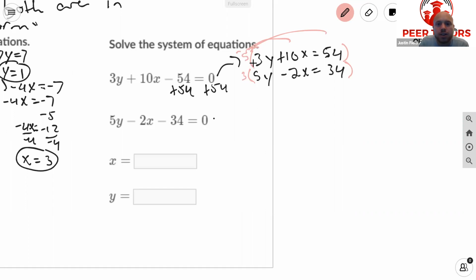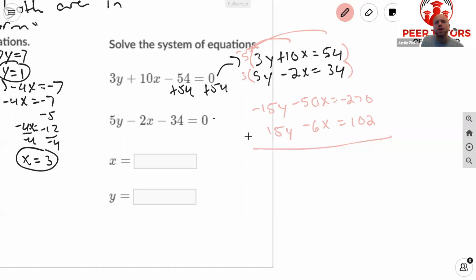Negative 5 times 3 is negative 15y. Negative 5 times 10 is negative 50x. And negative 5 times 54. Oh man, that's too large for me to do. Oh, let me get a mistake. It's 270. I'm not good at that. All right. 3 times 5 is 15. 3 times negative 2 is negative 6. 3 times 34, 102. Mistakes are okay.